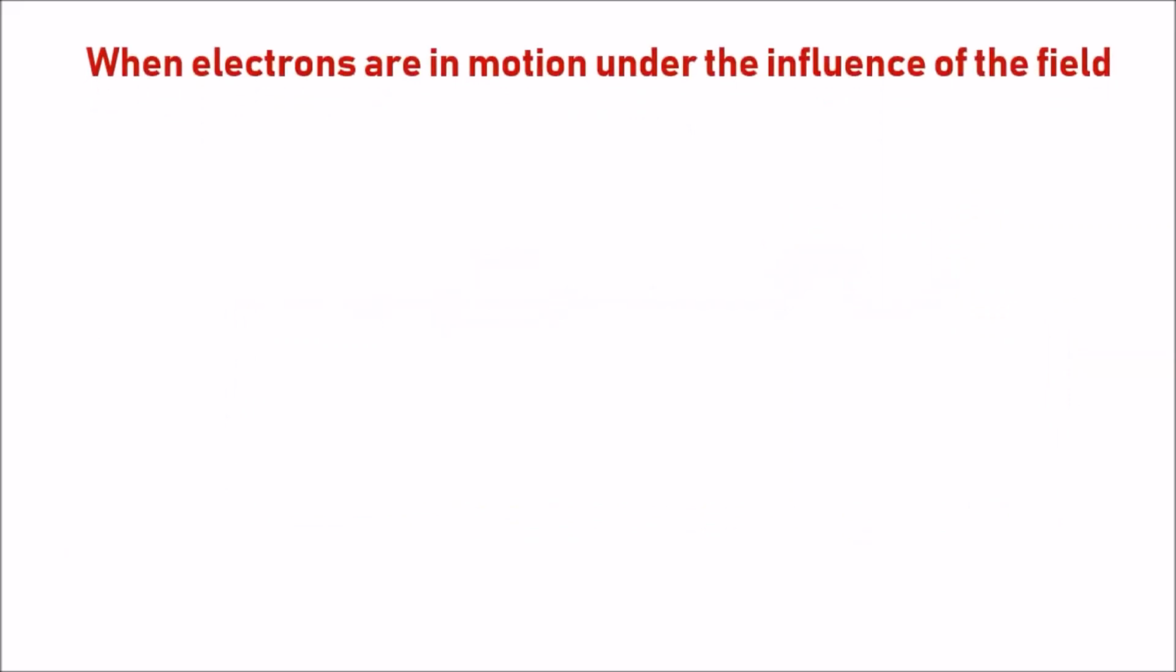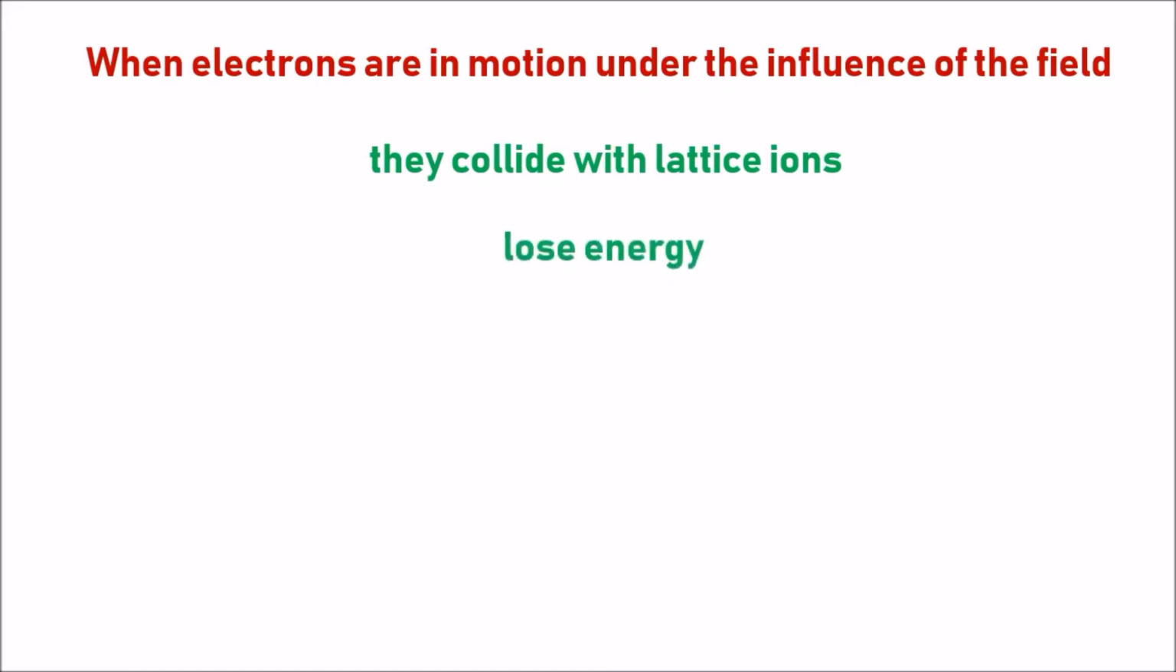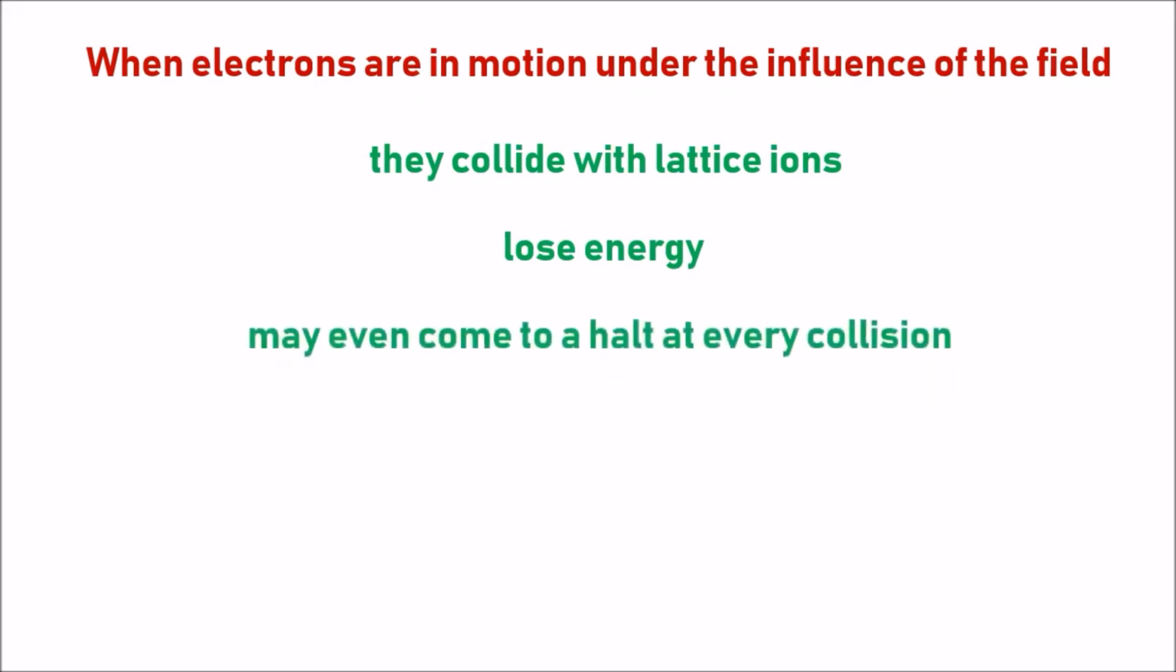When electrons are in motion under the influence of the field, what will happen? They collide with lattice ions. Lattice ions in the sense positive ions. What happens to the electrons? Automatically they lose energy. Electrons lose energy and may even come to a halt at every collision. So an electron will be in motion, hit a positive ion, lose energy and even come to a halt.